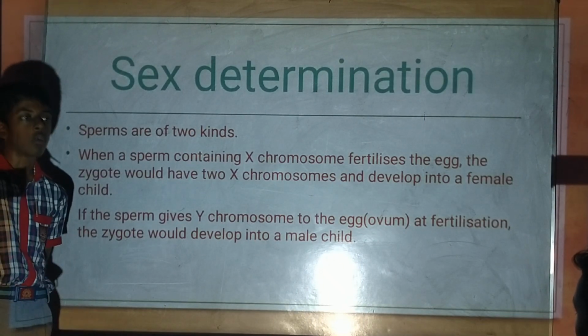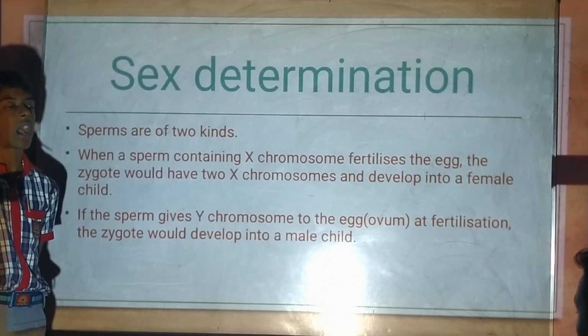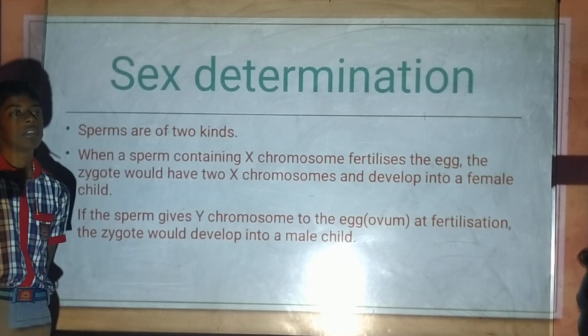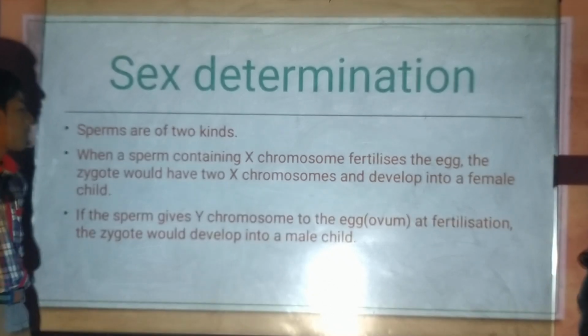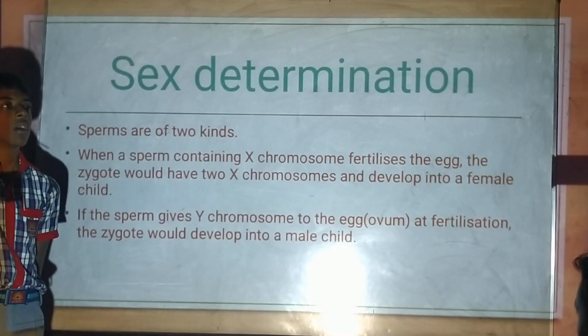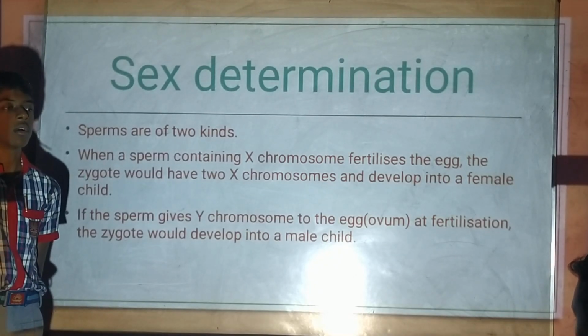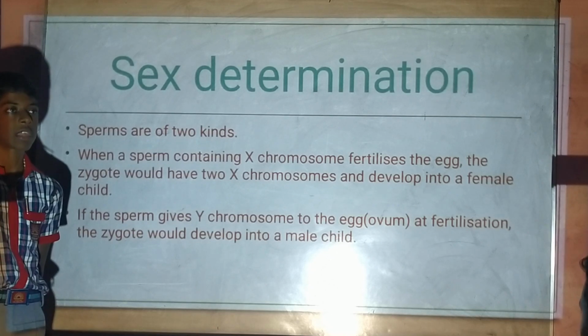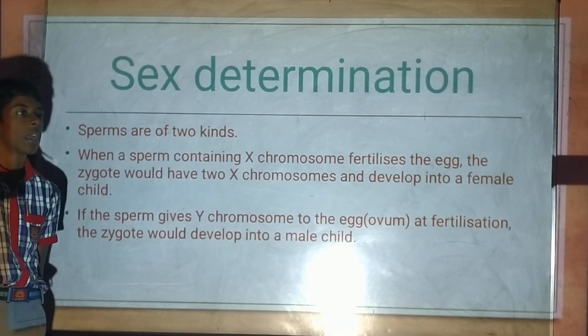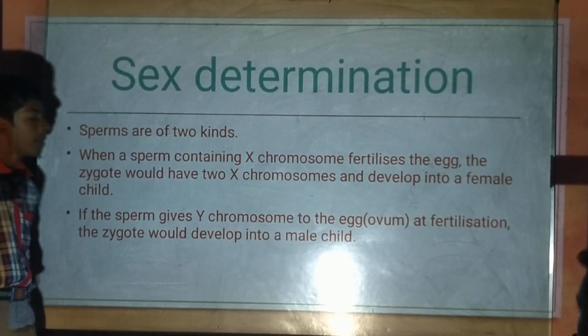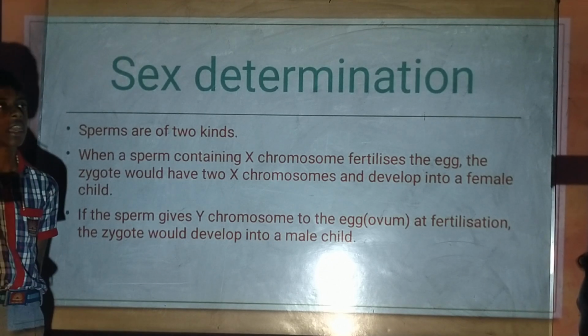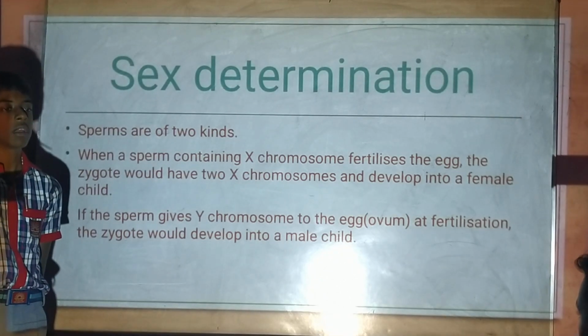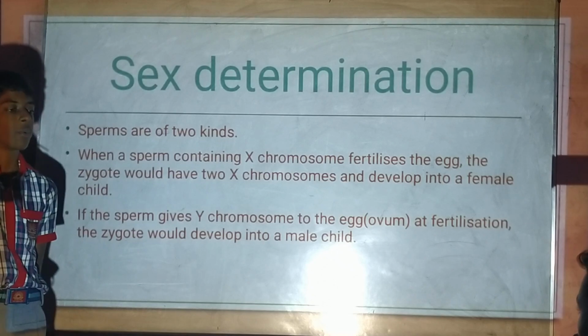And sperms are of 2 kinds. One is the X sperm and the other one is the Y sperm. If the sperm containing the X chromosome fuses with the egg, it will give an XX chromosome pair, which is a girl baby, and if the sperm containing the Y chromosome fertilizes the egg, then it will produce an XY pair, which is a boy.